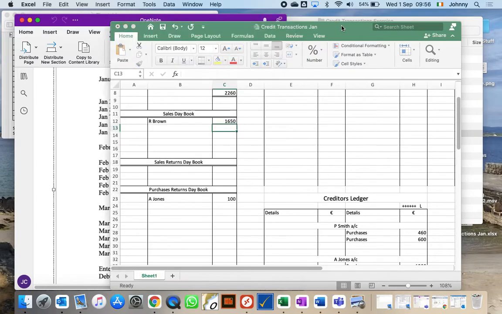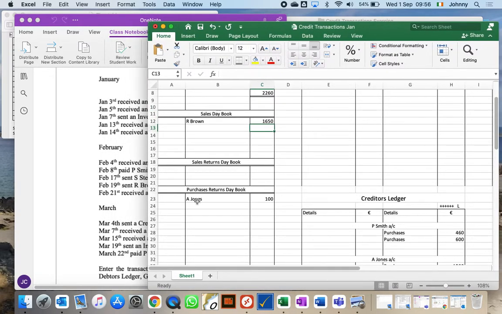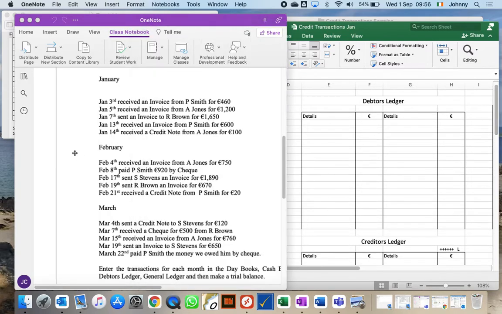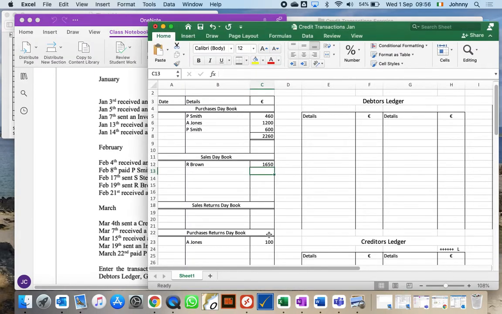Let me just check if I put my credit note in. So I've got, there's a credit note. There's an invoice, and up in purchases I had 2 purchases. Let's just check, I just want to make sure I've got all of them in. So received an invoice, received an invoice, received an invoice, sent an invoice, that's in sales, and then credit note. So I've got 5 transactions. So I've recorded all of those in the book of first entry.